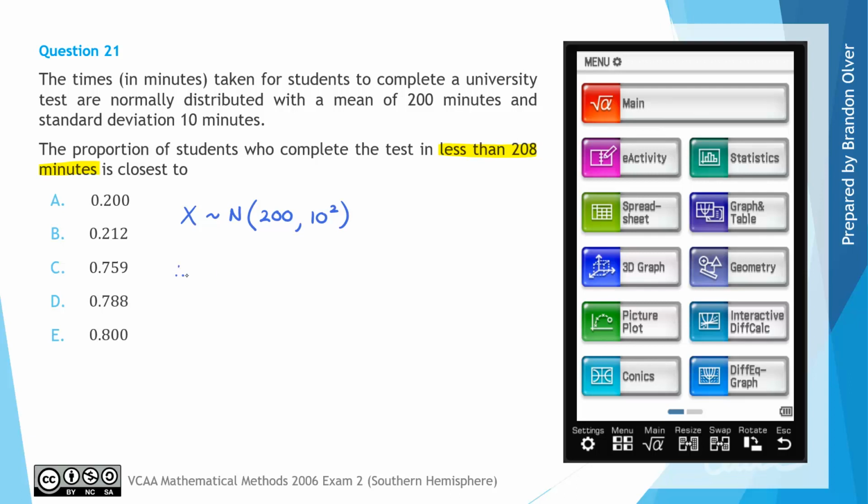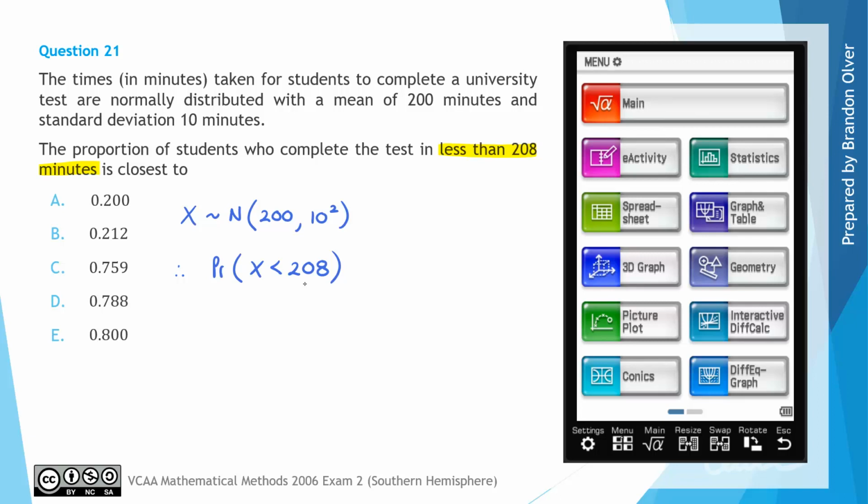The next thing we need to calculate is the probability that x is less than 208. And the thing to note here is that for a continuous random variable, which is what a normal distribution is, we don't make any distinction between less than 208 and less than or equal to 208. So that's what we're going to put in as the upper bound on the calculator in just a moment.